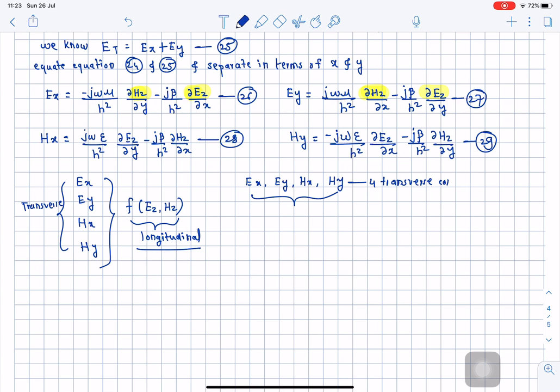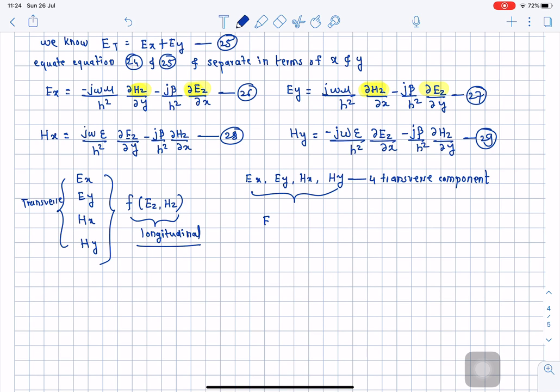So there are two more equations remaining. These two equations are for the longitudinal field components, that is Ez and Hz. The equations for Ez and Hz, the two longitudinal components, are developed specifically for a particular waveguide.